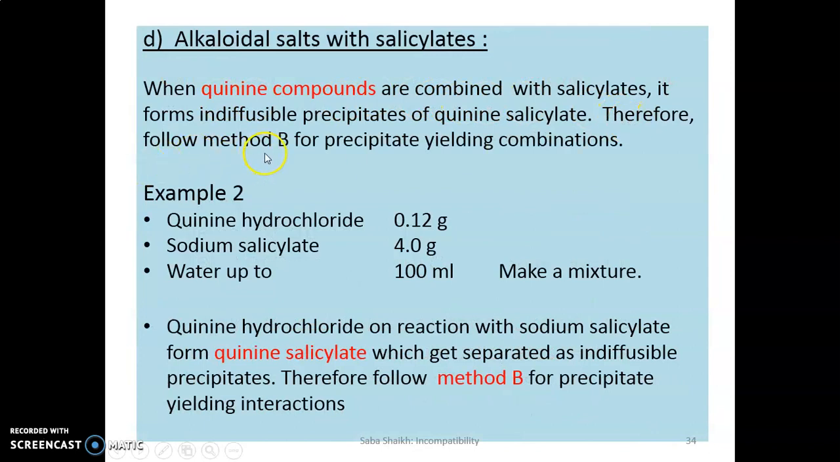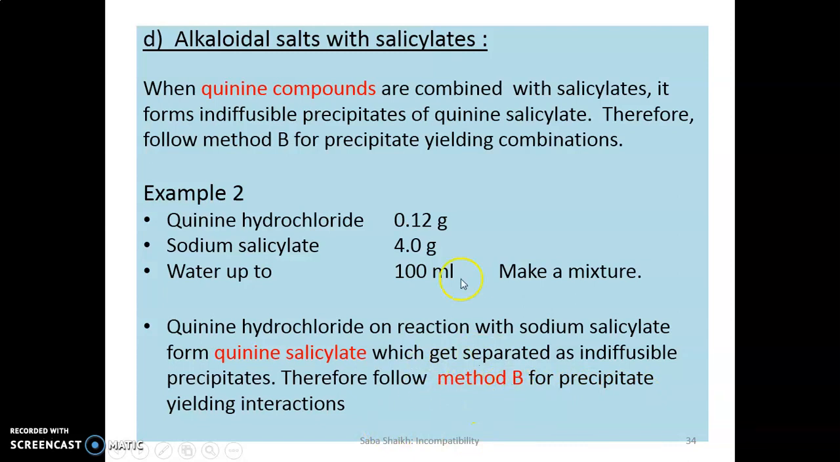Therefore, follow method B as the precipitate is indiffusible. The example here is quinine hydrochloride, that is the alkaloidal salt. Sodium salicylate is the salicylate. This is the vehicle. They can mix together and make a mixture. Quinine hydrochloride on reaction with sodium salicylate will form quinine salicylate, which gets precipitated as an indiffusible precipitate, and therefore follow method B for precipitate yielding interactions.